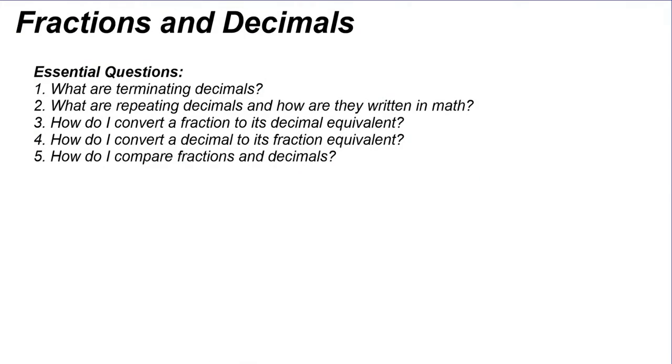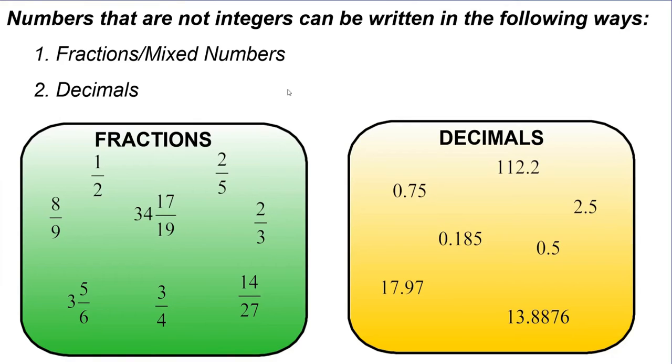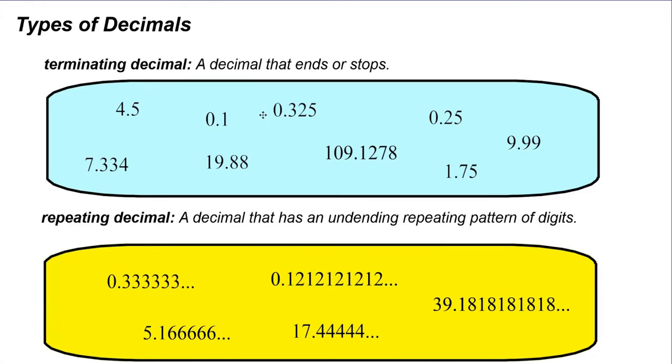So we're kind of switching gears away from our integers and into the world of fractions and decimals. So numbers that are not integers can be written in the following ways, either as a fraction or a mixed number or as a decimal. So if it's not an integer, it's going to be either a fraction or a decimal. So we need to learn how to handle these types of numbers as well. And then in the boxes here, I have examples of fractions and mixed numbers. And in the box on the right, I've got examples of types of numbers that are decimals. So you've seen these numbers before. So now we want to start working with operations with these numbers and how do we handle them.